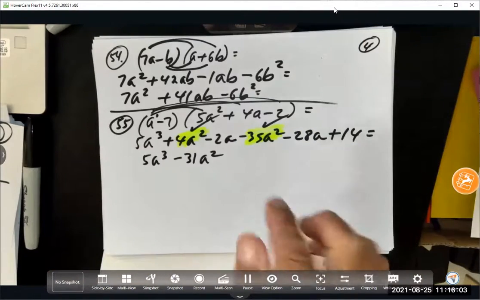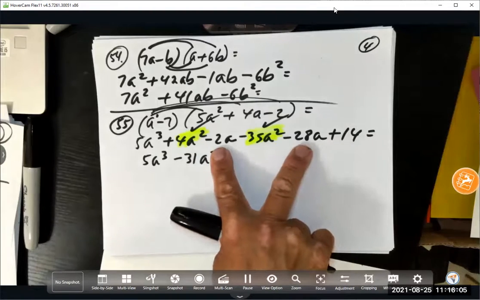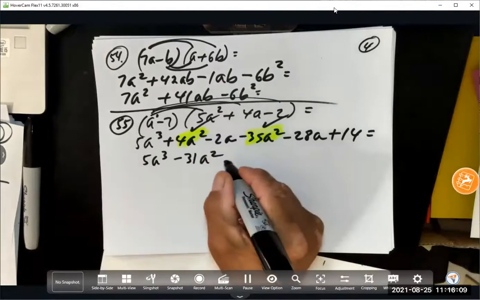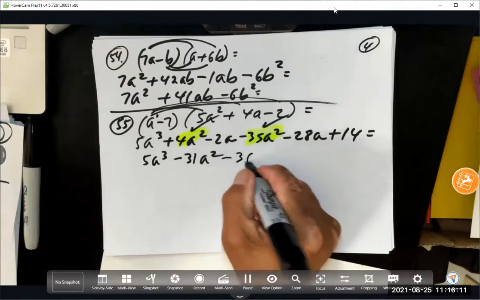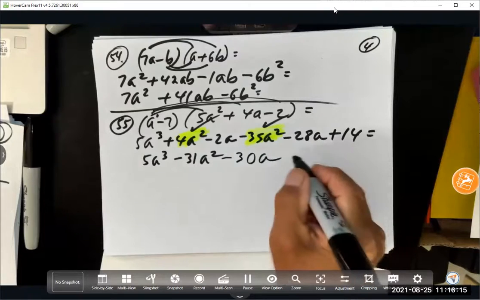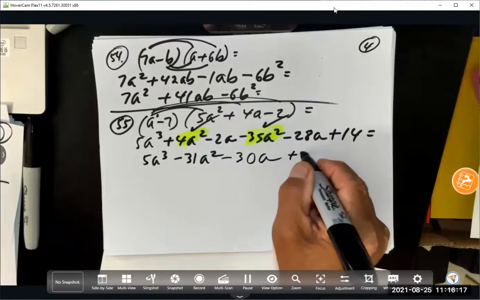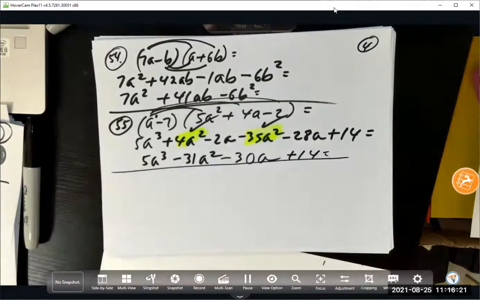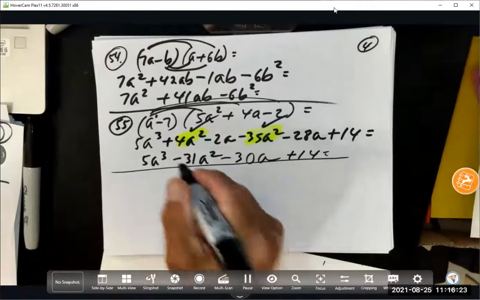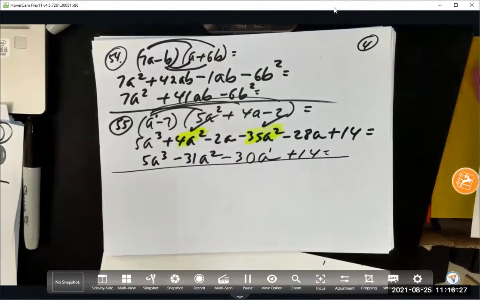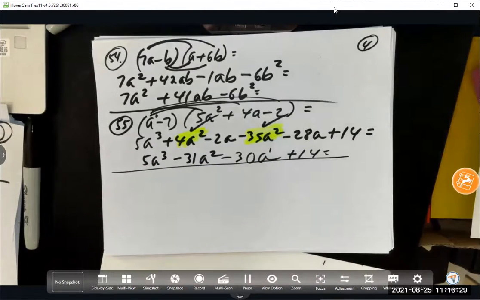All right, so now, what about the a's? What about negative 2a and negative 28a? Can I put those together? Negative 30a. Yeah, there you go. So negative 30a. And there's a number left over. What is it? Plus 14. And then leave it like that. And it has to be the same power: 3 power, 2 power, 1 power, and no power on that one, or 0, I guess.